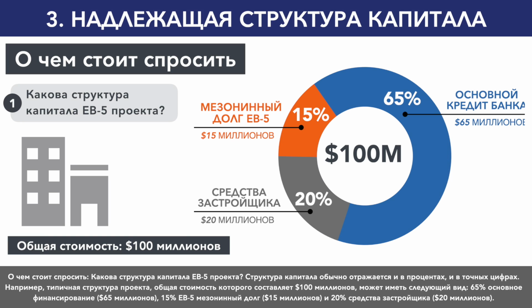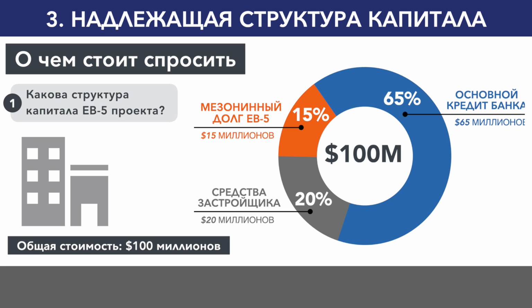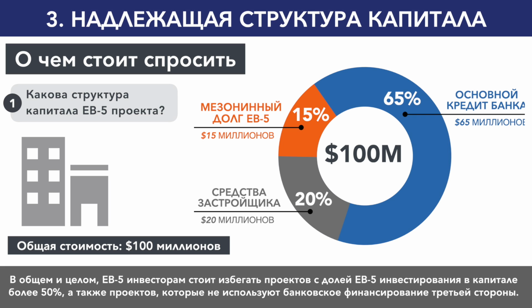The capital stack is typically reflected in both percentages and hard numbers. For example, for a project that costs $100 million, a typical capital stack may have 65% senior financing, $65 million, 15% EB-5 mezzanine financing, $15 million, and 20% developer equity, $20 million. In general, EB-5 investors should strongly avoid projects with more than 50% EB-5 financing in the capital stack, and projects that do not utilize third-party bank financing.